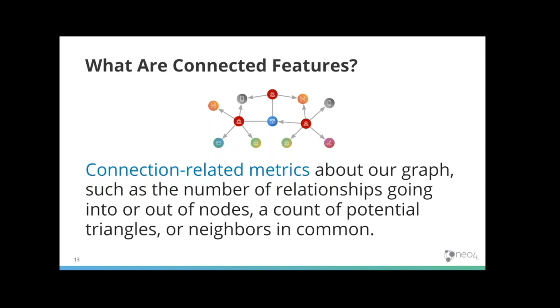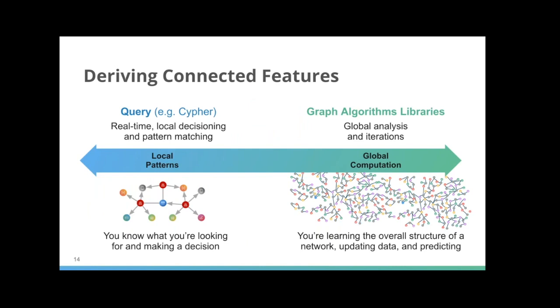How do we derive connected features then? There are a couple of different approaches you can use, and you can see the spectrum on the slide. You have the query end of things on the left-hand side, which is things like Cypher queries, real-time local decisioning, pattern matching sorts of things. That's where you have a subject matter expert who knows what they're looking for and makes that decision when they write the query and get the results back. So your subject matter expert knows what's predictive.